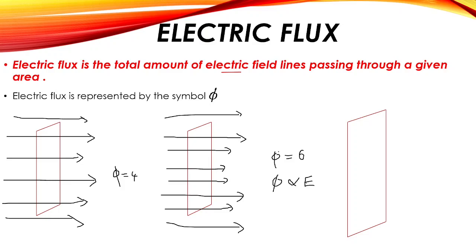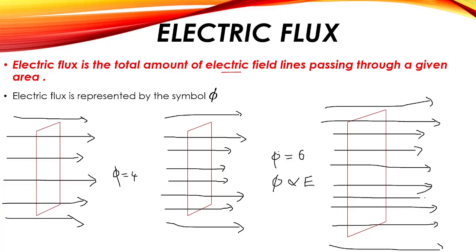Next we are considering the area of the surface double that of our previous cases. What will happen if the area is increased? If the area is increased, it can include more field lines. So of course electric flux also increases. Now let's look into that. Let's draw electric field lines in this also. Okay, so we have drawn here.